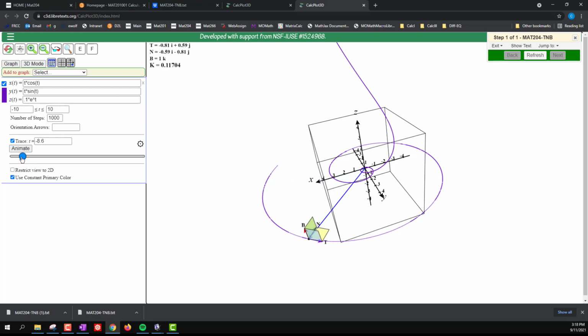So even though the vectors n and t are changing as I move these, and you can see the values of vectors n and t changing, the vector b is basically staying the same here.